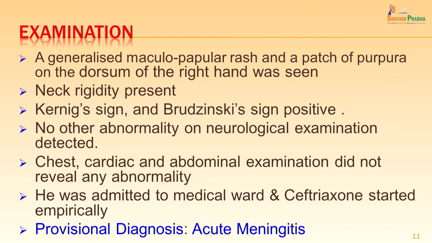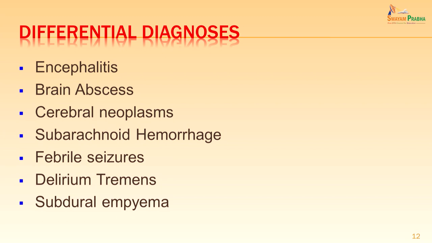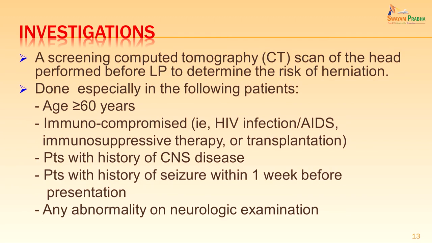Chest, cardiac and abdominal examination did not reveal any abnormality. He was admitted to the medical ward and ceftriaxone was started empirically. The provisional diagnosis based on the clinical findings was acute meningitis. The differential diagnoses kept in mind were encephalitis, brain abscess, cerebral neoplasms, subarachnoid hemorrhage, febrile seizures, delirium tremens and subdural empyema. A screening computerized tomography was done before a lumbar puncture, essentially to determine the risk of herniation.